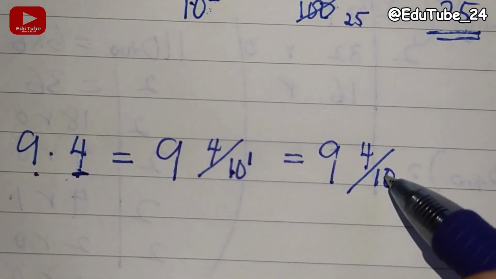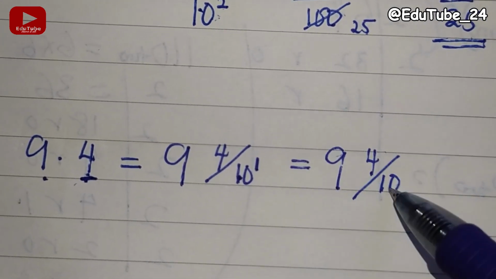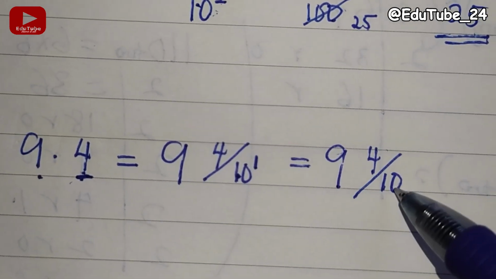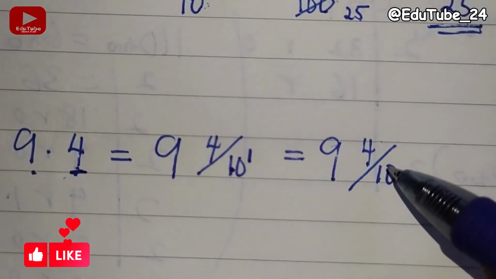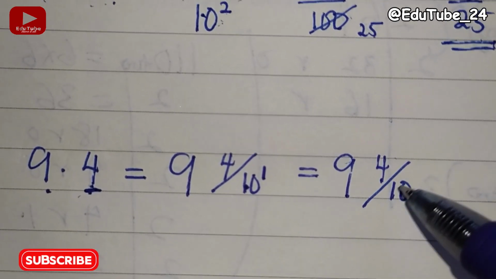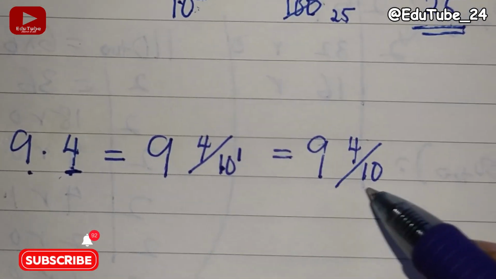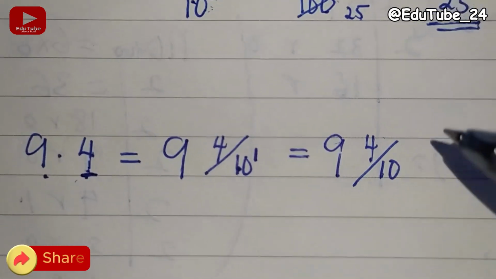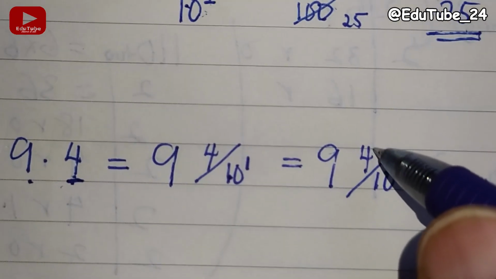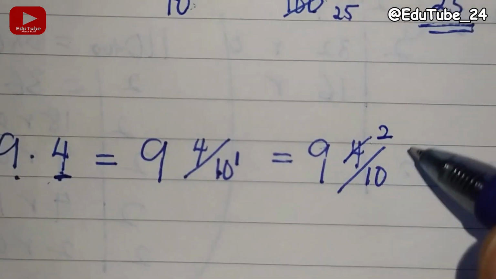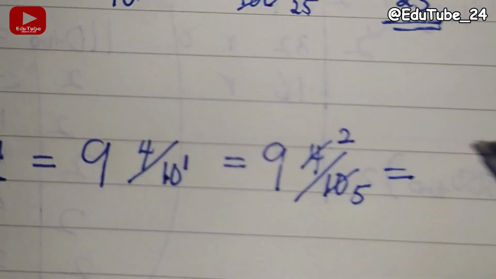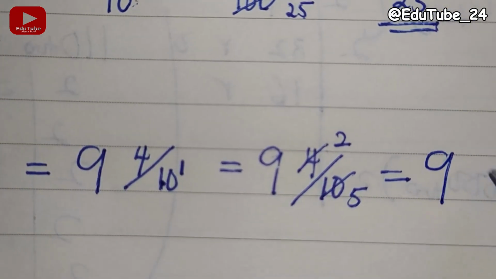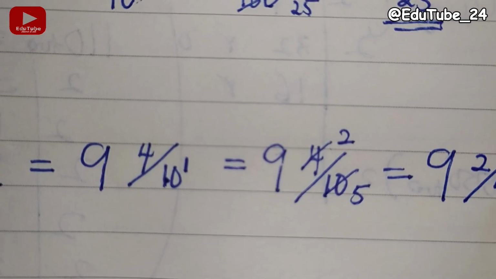Now, is this the end? We have converted it to fraction, but is this the end? No, we have to reduce this proper fraction further to the lowest term, because they have a common factor that can reduce them. If they have no common factor, that will be our final answer. But because they have a common factor, and that is 2: 2 in 4 gives me 2, and 2 in 10 gives me 5. So this mixed number is going to be rewritten as 9 whole number 2 out of 5.